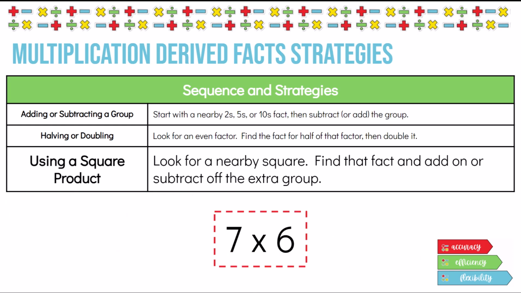Another example could be with the fact 7 times 6. I don't know 7 times 6, but I do know that 6 times 6 is 36, and if I add one more set of 6, I get 42. So 7 times 6 is 42.